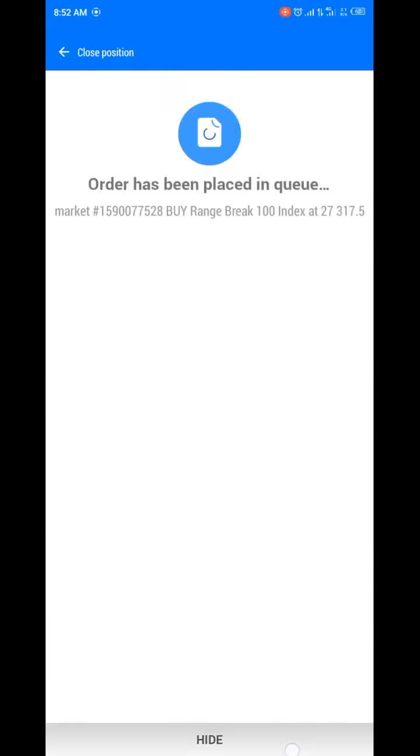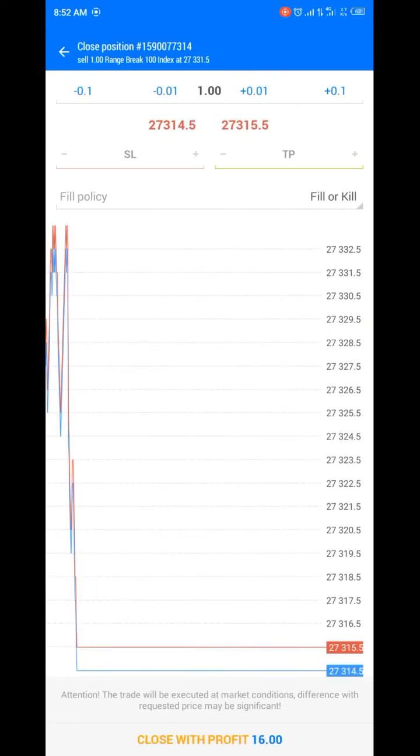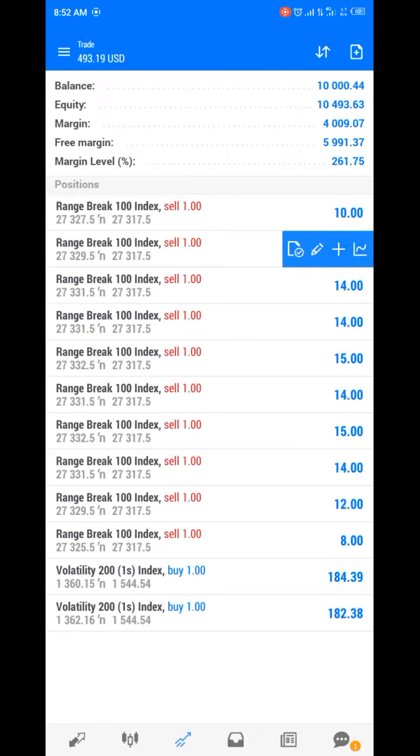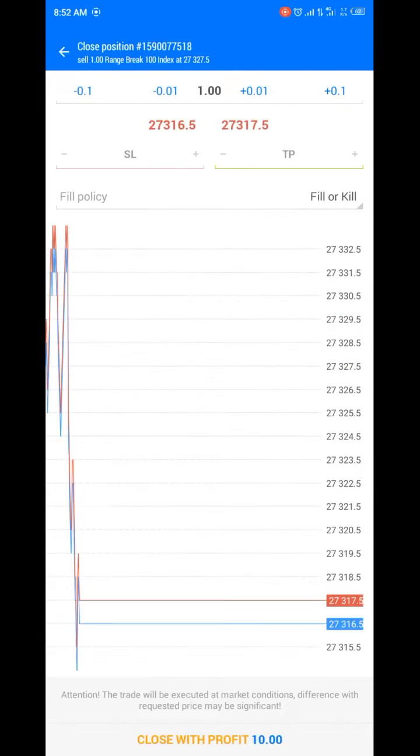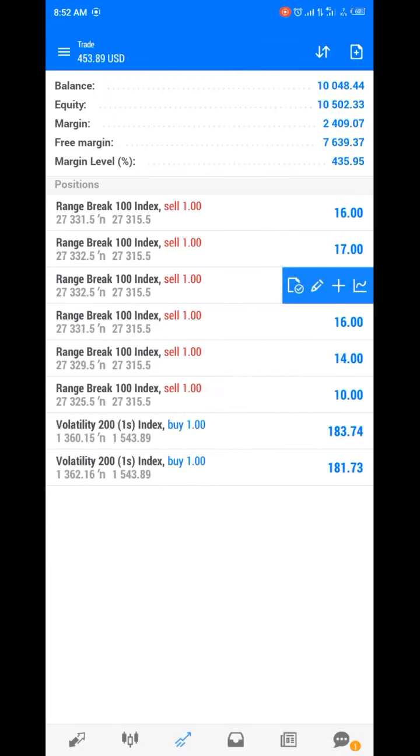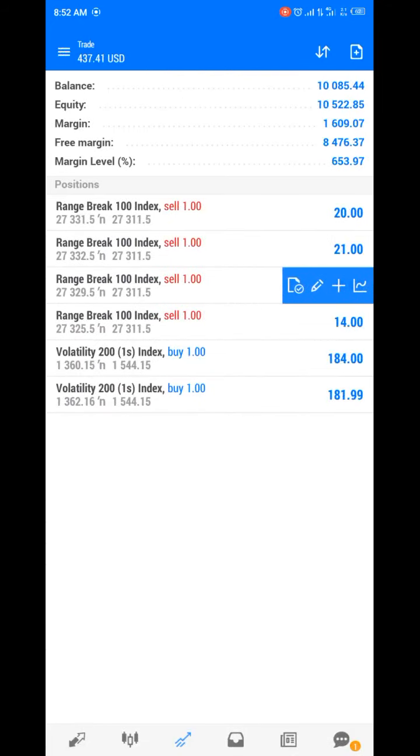Let's say I'm scalping the range break, but if you don't have enough equity, you need to reduce your lot size. So let's just say I'm scalping this market, since I know the market is going down. Let's keep closing, and you see a lot of money we'll be making with just this scalping.